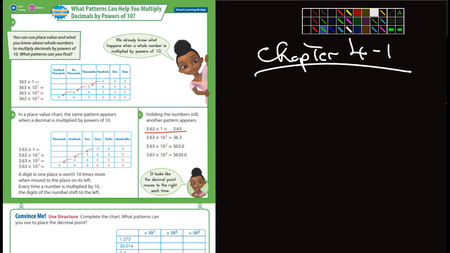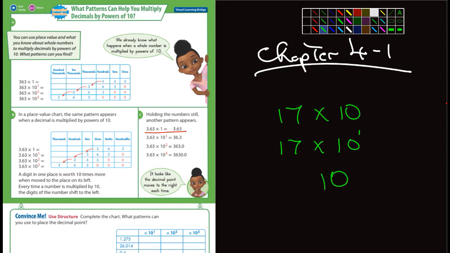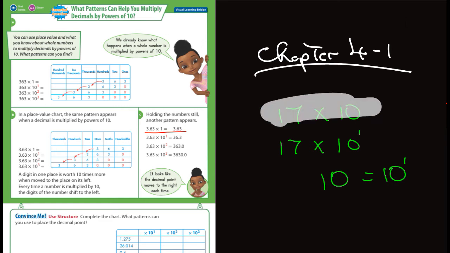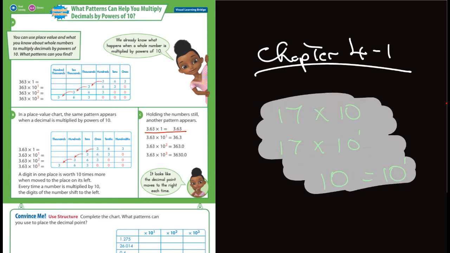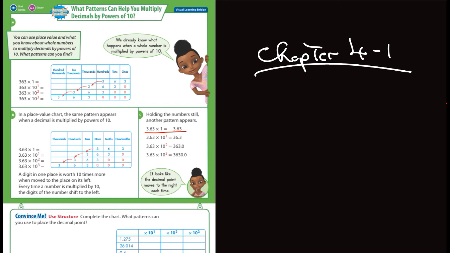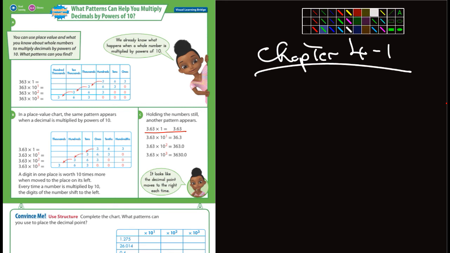And just remember that a number, let's say 17 times 10, is the same thing as 17 times 10 to the first power. 10 is equal to 10 to the first power. So don't let that ever confuse you. If you see one number being multiplied by 10 and another one being multiplied by 10 to the first power, it's the same thing.